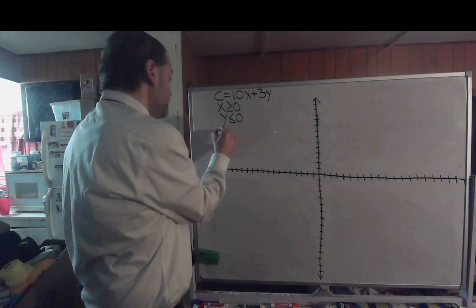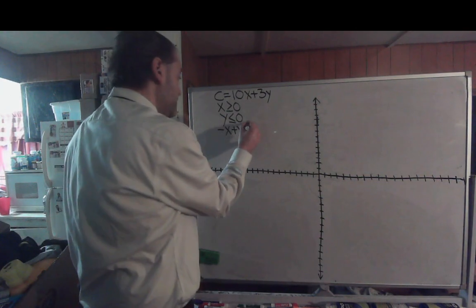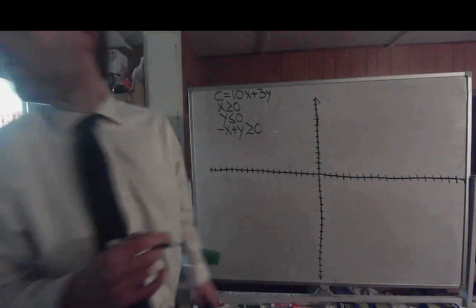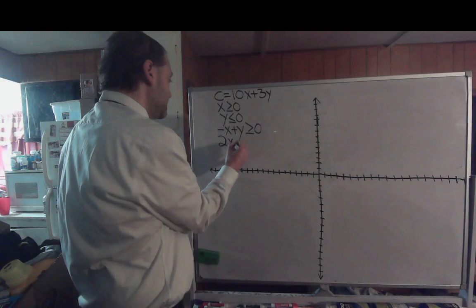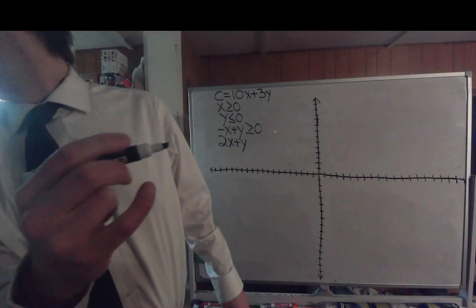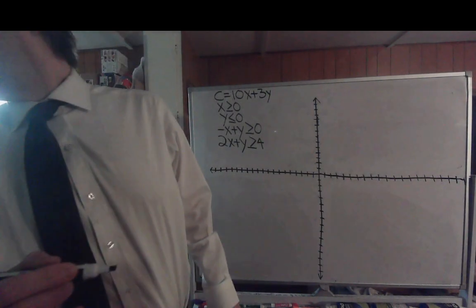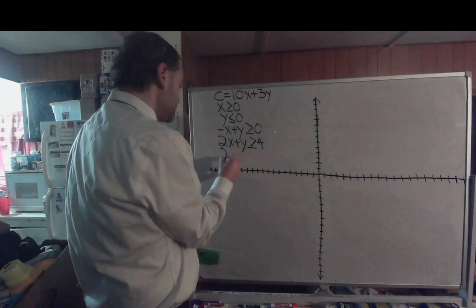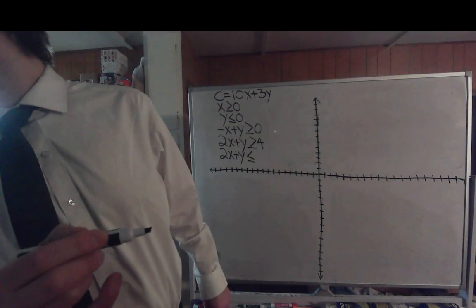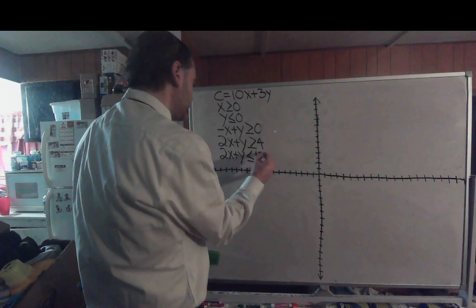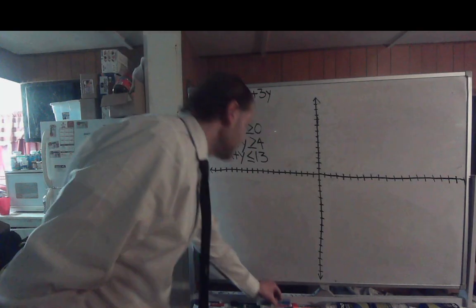You have negative x plus y is greater than or equal to 0. You have 2x plus y is greater than or equal to 4. And then you have 2x plus y is less than or equal to 13. So we need to graph all of these inequalities.